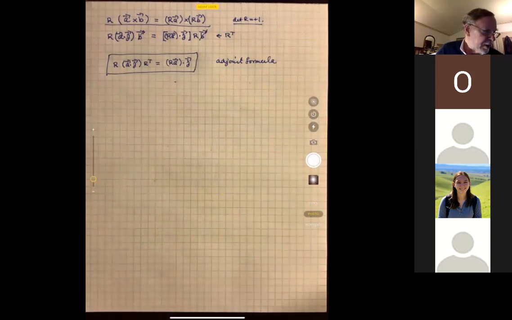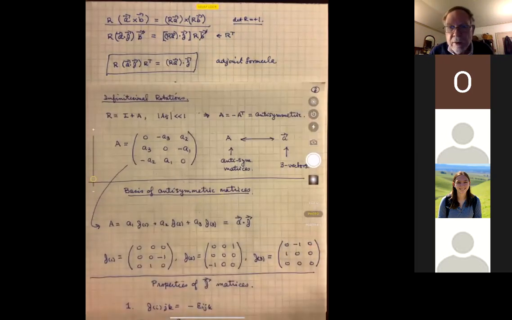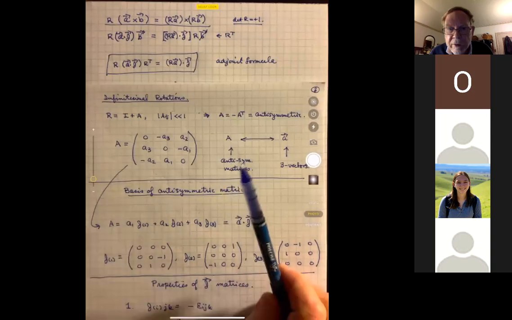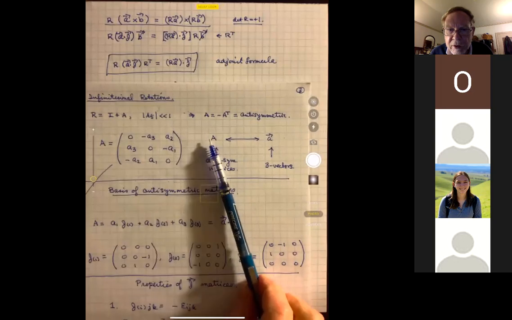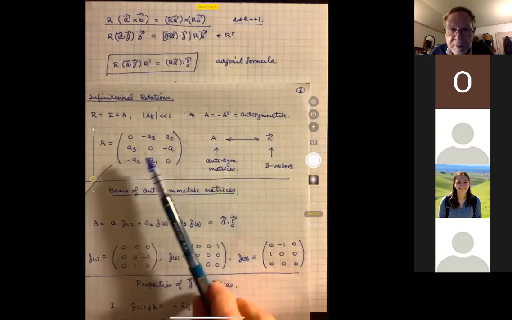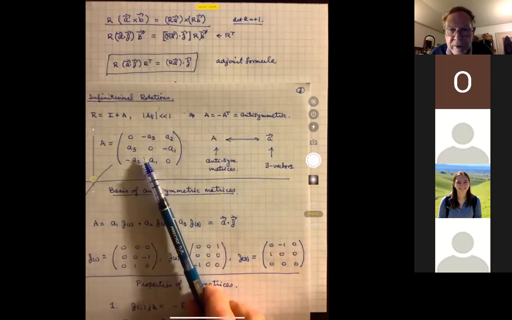Let me go back to an earlier page that I had back when I was doing a summary here and make a comment about the adjoint formula. I pointed out earlier that we get this mapping between antisymmetric matrices and three vectors. And the mapping is obtained just by writing the matrix in this form.